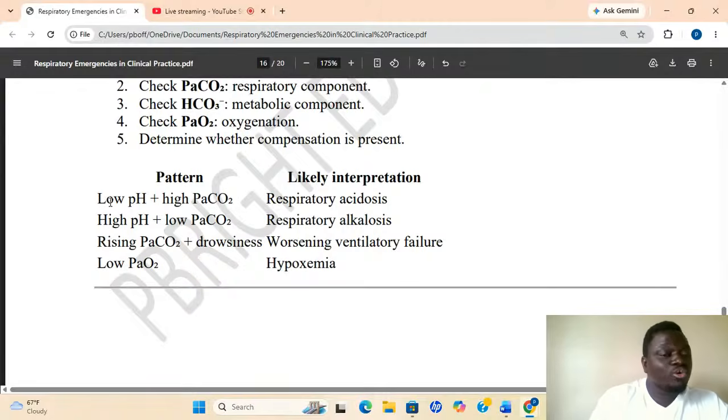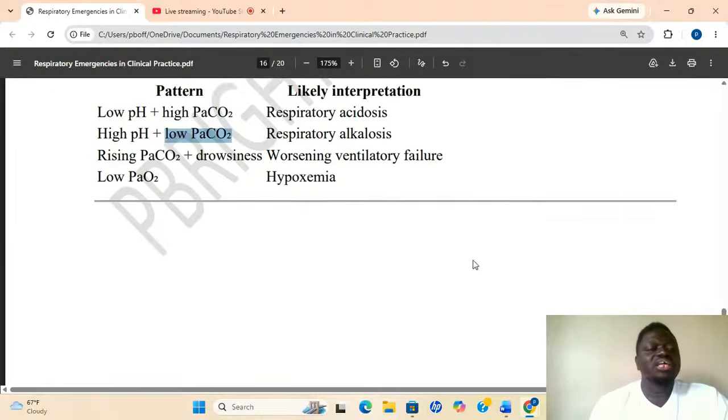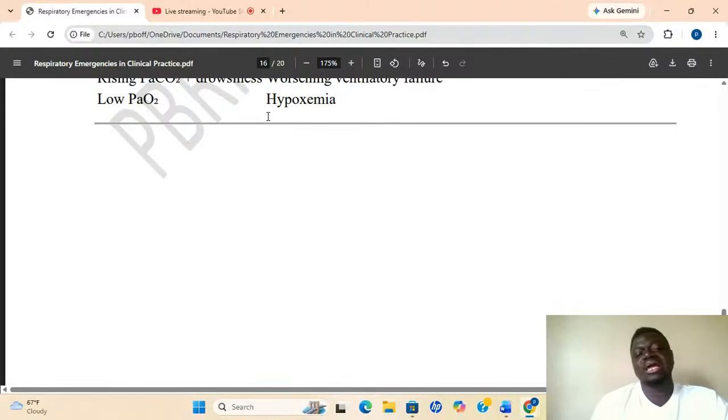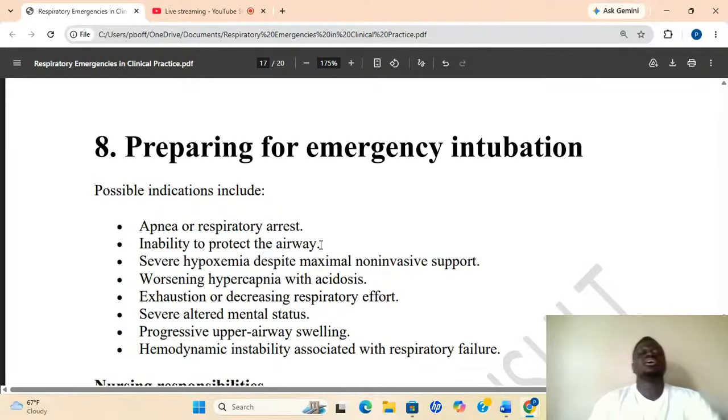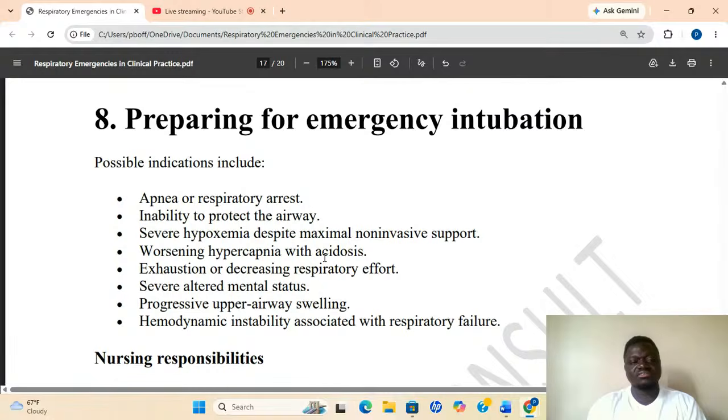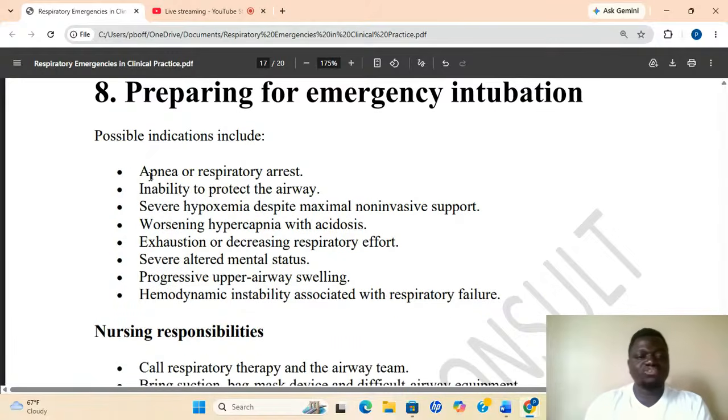So somebody will come with a low pH with a very high CO2, respiratory acidosis. A high pH with a low carbon dioxide level, we call it respiratory alkalosis. Rising pH, drowsiness, worsening ventilatory failure, then low oxygen in blood, hypoxemia. So preparing for intubation, especially if you work in the ER, these are the situations in which we can intubate a patient.